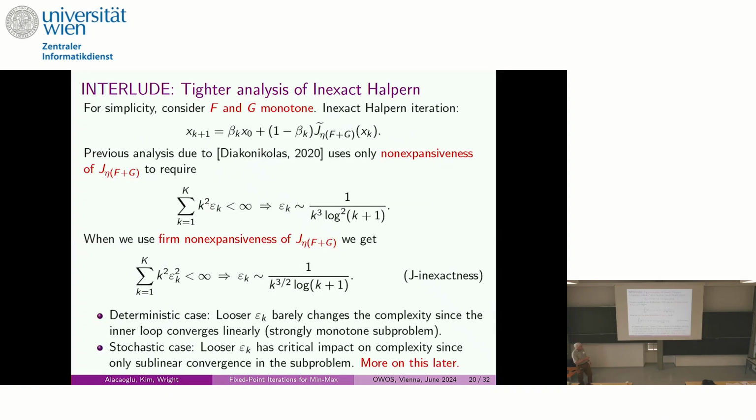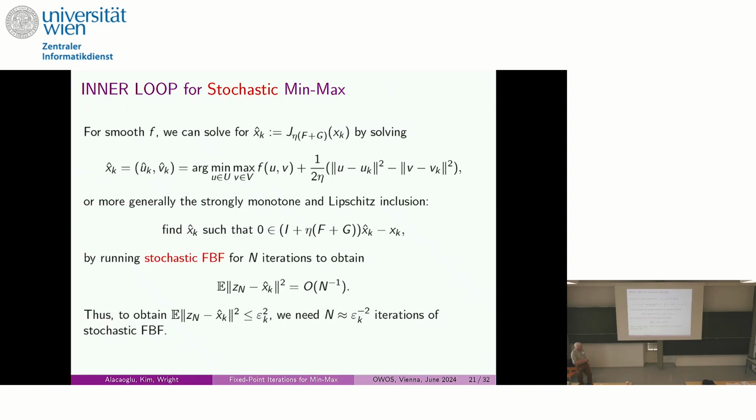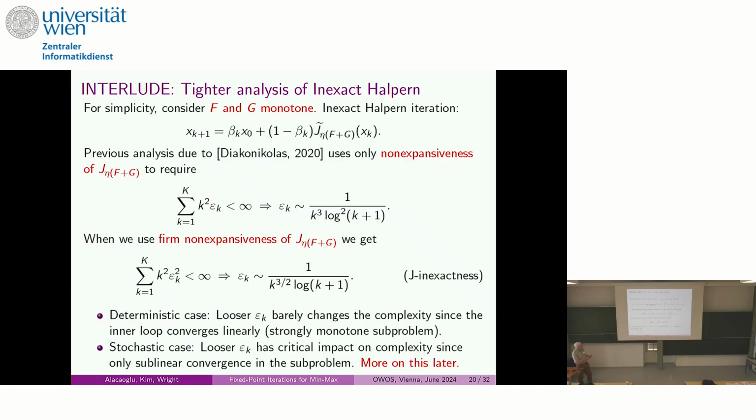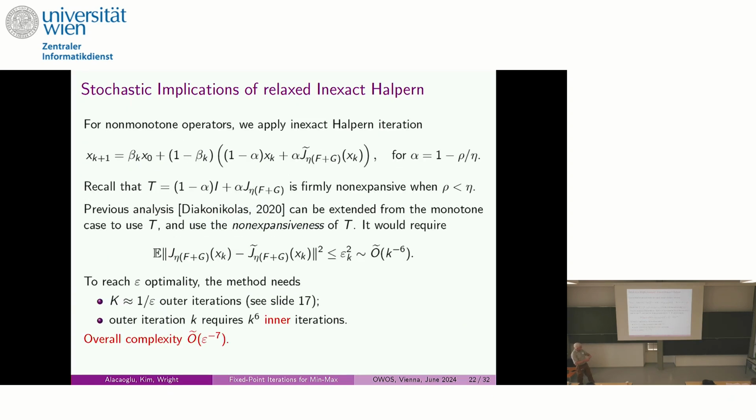So if you're trying to achieve this level of accuracy for the purposes of the outer loop, the n has to be now epsilon k to the minus 2, okay? So if you look at these two algorithms, epsilon k here is 1 over k cubed. If you take that to the minus 2, you're going to have to do k to the 6th inner iterations at iteration k of the outer loop, all right? Here it's only k cubed. So now you see a pretty dramatic difference if you're doing a stochastic inner loop.